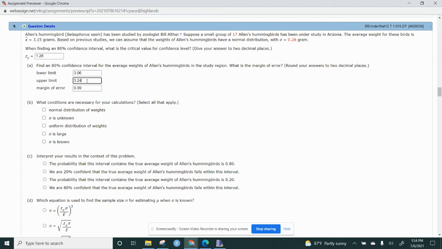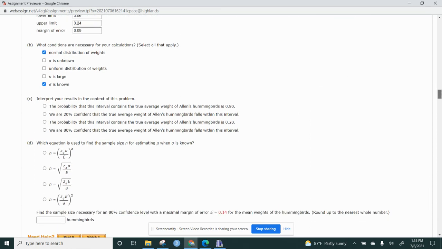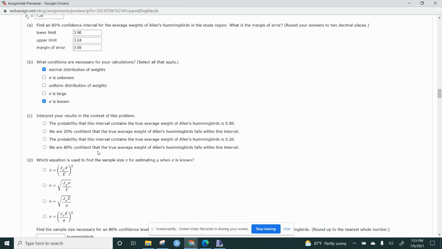Okay, what conditions had to be met? So I know that I had a normal distribution because it said here normal distribution. Okay, and I know I had a population standard deviation because it gave it to me right here. So that's everything I had. The rest of these were not in my problem. Okay, so it wants to know, interpret my results. So my results are, we're 80% confident that the true average weight of these hummingbirds will fall in this interval.